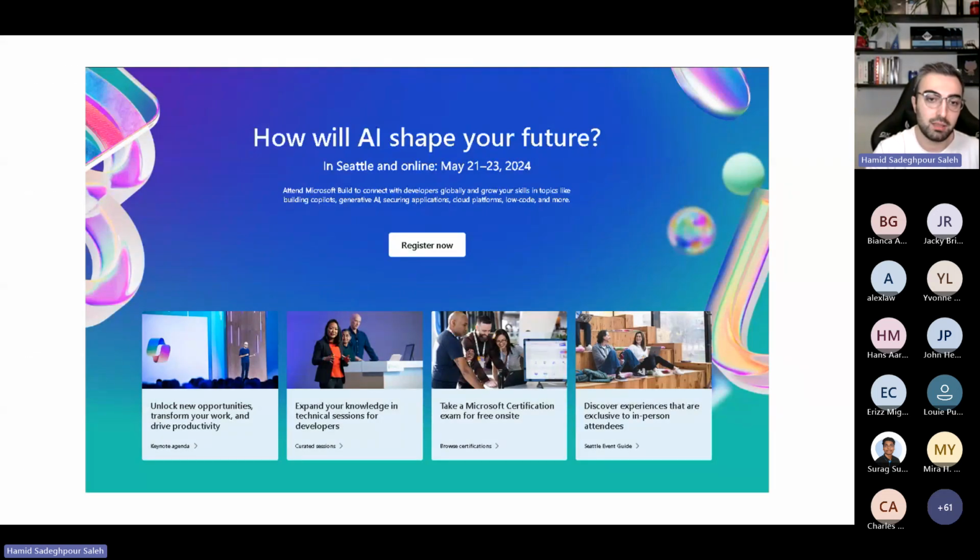Yes, as mentioned, this is Microsoft Build month. Microsoft Build is going to take place from the 21st of May until the 23rd of May, which is less than 10 days left now before it launches. So make sure to register and save your seat. Try to attend all the sessions. Try to keep yourself up to date with Microsoft's latest services, and try to learn them.